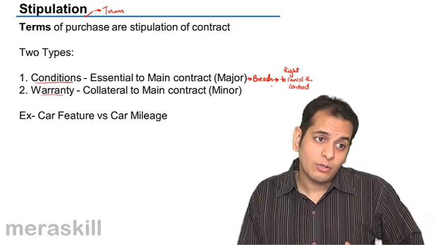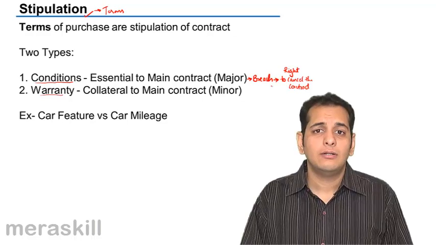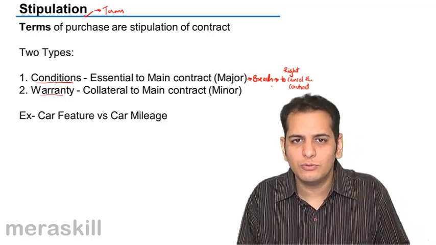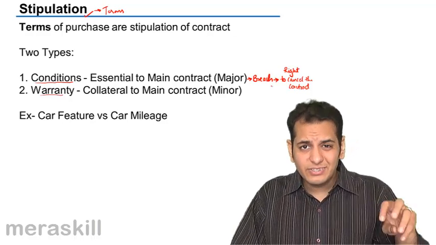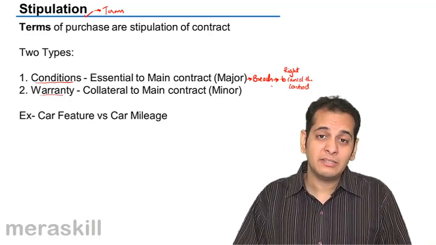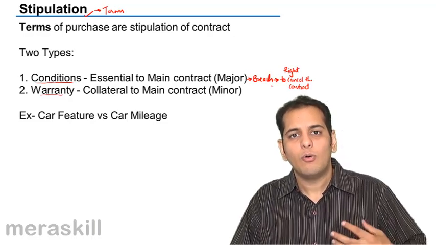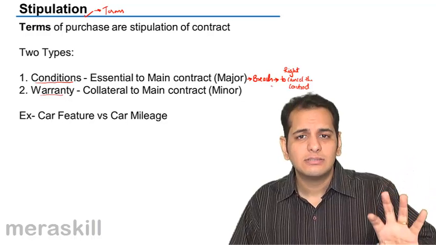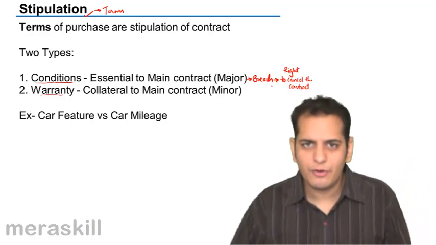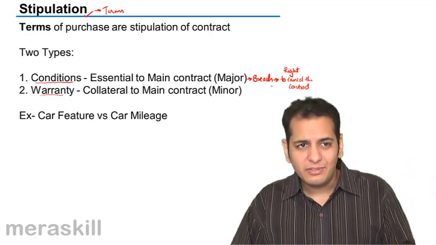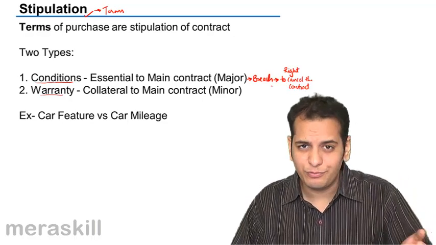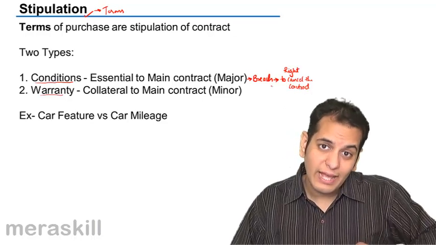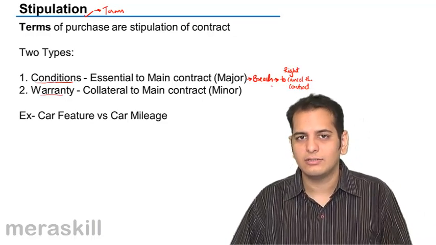Now, why do you not get the right to return the car? Because mileage was never a reason to purchase the car. The purpose of purchasing that car was always its speed. And if that is sufficed, if that is taken care of, if there is some deficiency in another feature, that does not give you a right to cancel the contract, to return the car.